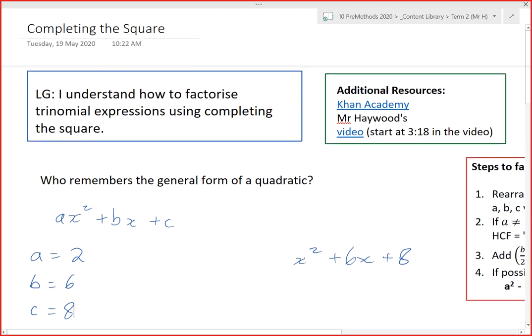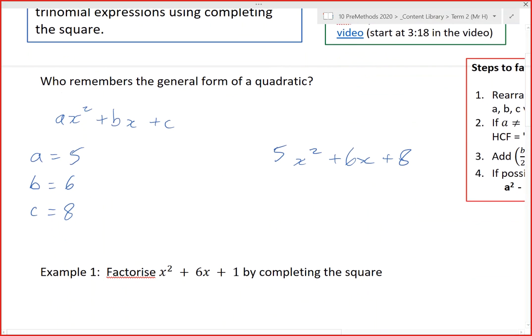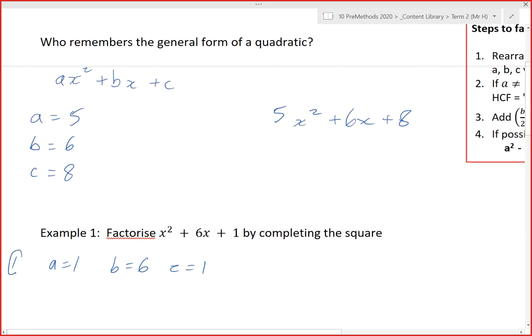Actually, I'll change that to 5. So the number out the front of x squared is A, the number out the front of just x is 6, and the number by itself, no letters, is the C value. Okay, so for this example, the first example, what's the A, the B, and the C? Is to look at these.